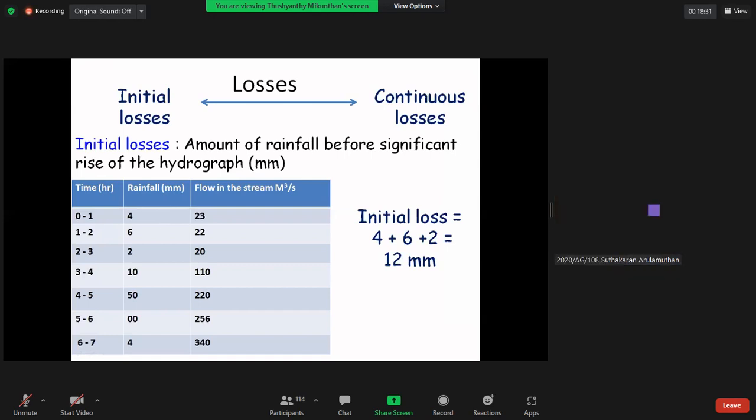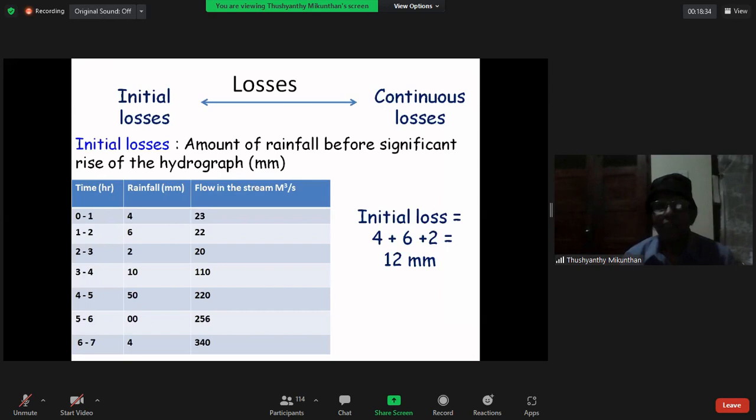Okay. So answer the question, what is the initial loss? Where is the significant rise taking place? After 3 hours. So the initial loss is equal to 4 plus 6 plus 2, so 12 millimeter. Is it okay, everybody?